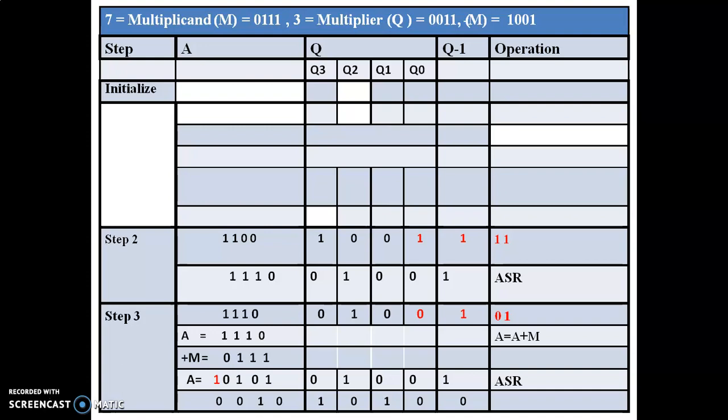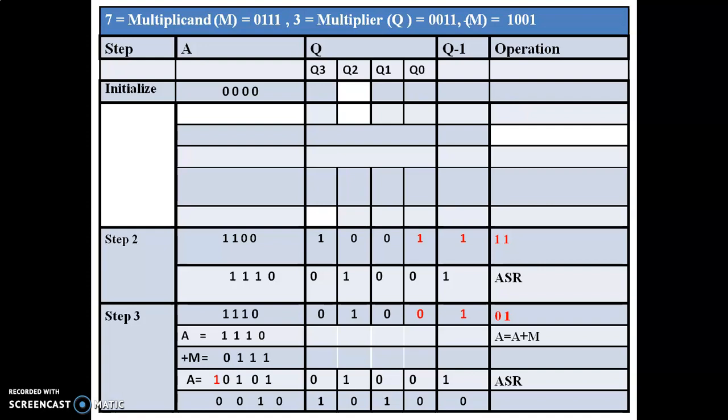So first we have seen that there are three parameters: A stands for accumulator, then Q is the multiplier, and Q minus 1 is the bit which is initially initialized to 0. So let us see the initialization step. Here A is also initialized to 0, 0, 0. This is the rule, that A should be initialized to 0. Then depending on the bits, you make it 4-bit 0, 5-bit 0, anything.